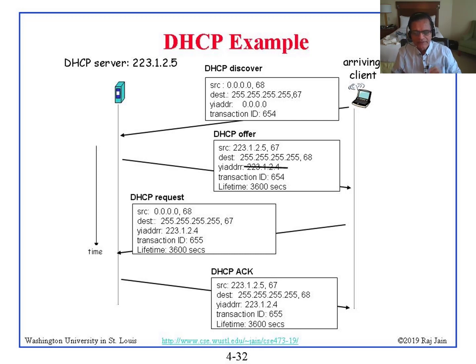So now this is the DHCP discovery message, this is the DHCP offer message, this is the DHCP request. So this is the request, and this is the ACK. In the ACK, you get the address.